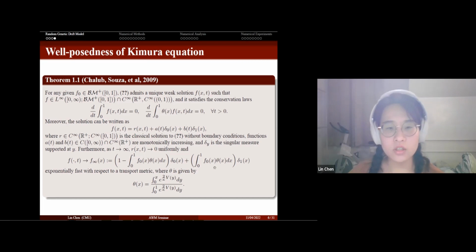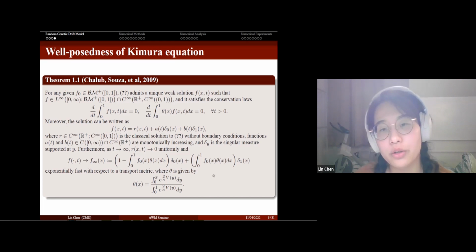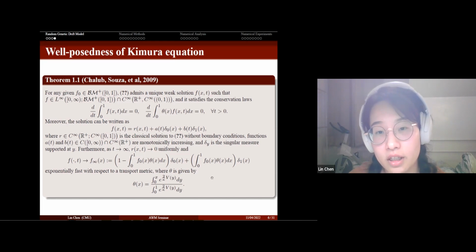This puts some numerical difficulty: you cannot use an ordinary numerical scheme to show that the solution blows up. So we want to find another way to achieve this solution numerically.